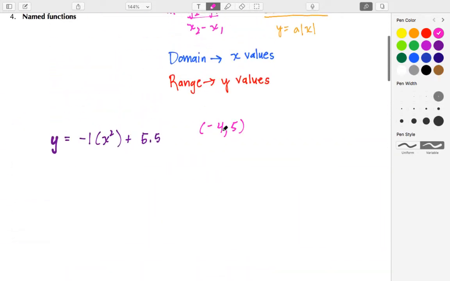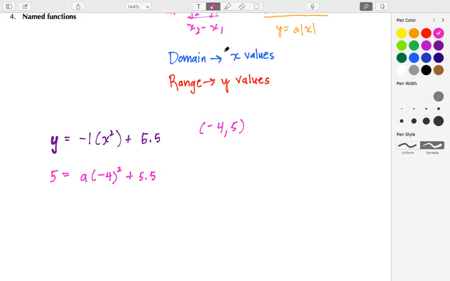So what I want to do now is change this -1 into the letter A so that I can figure out what the value is going to be. So here I'm going to put in A. Instead of writing y, I want the y value to be 5. And instead of writing x, I want the x value to be -4. And actually, I want to square that -4. And then I want to make this plus 5.5.